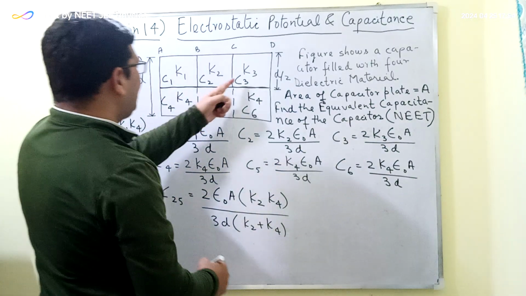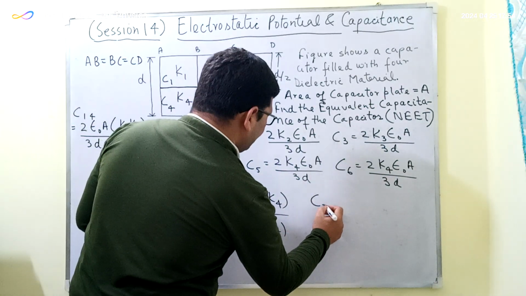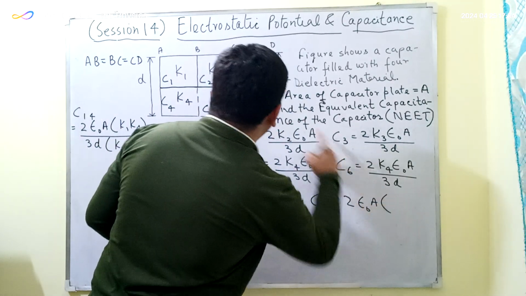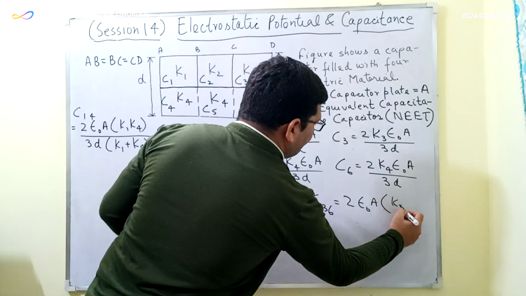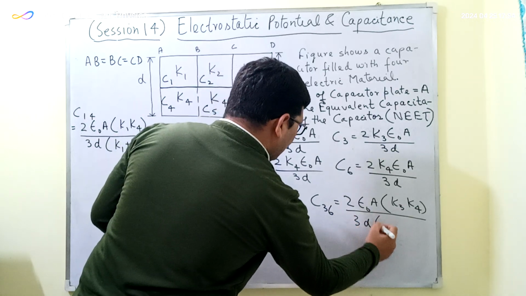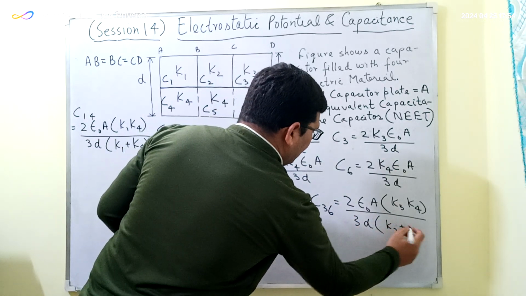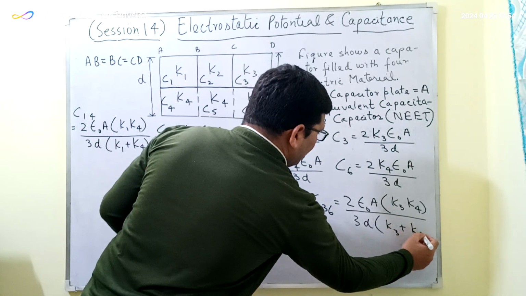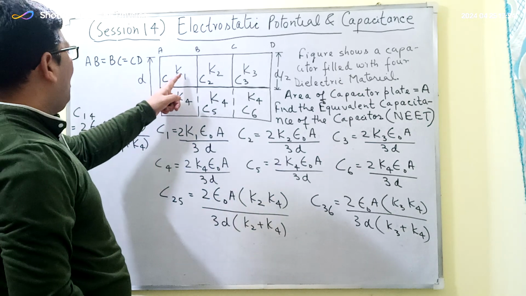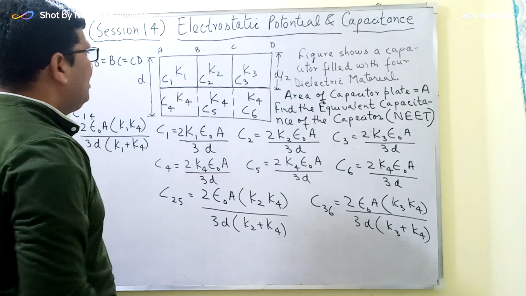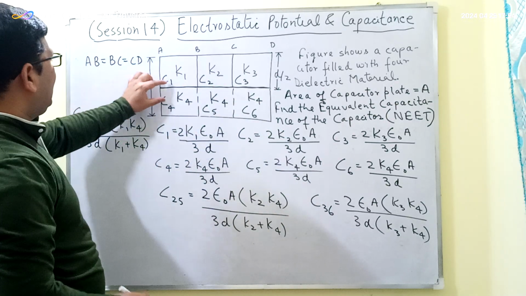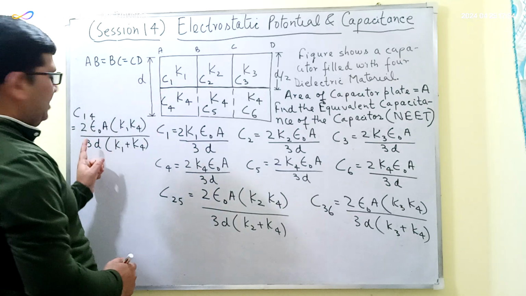Similarly, the equivalent capacitance of C3 and C6, say it is C36, will be equal to 2 times epsilon naught A in bracket K3 K4 divided by 3D, in bracket K3 plus K4. Okay, so we have found the equivalent capacitance of C1 and C4, C2 and C5, and C3 and C6. Now these are the three equivalent capacitances.